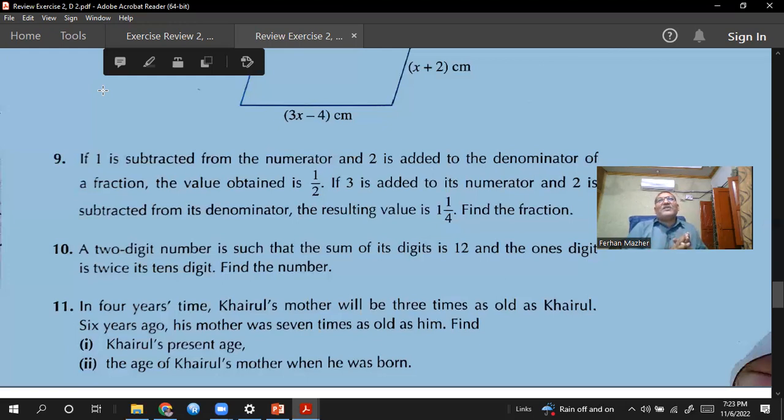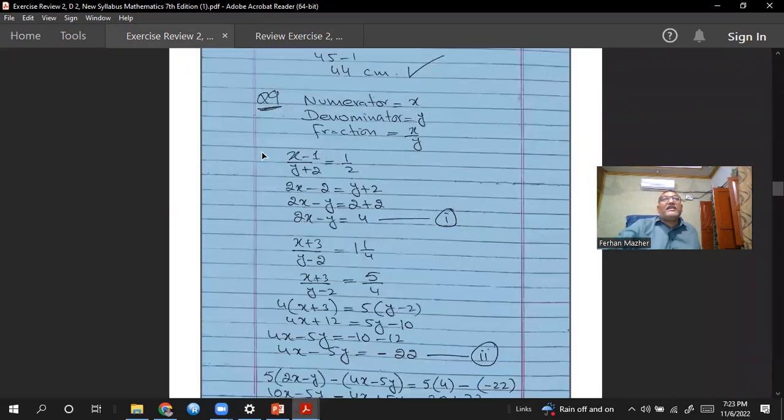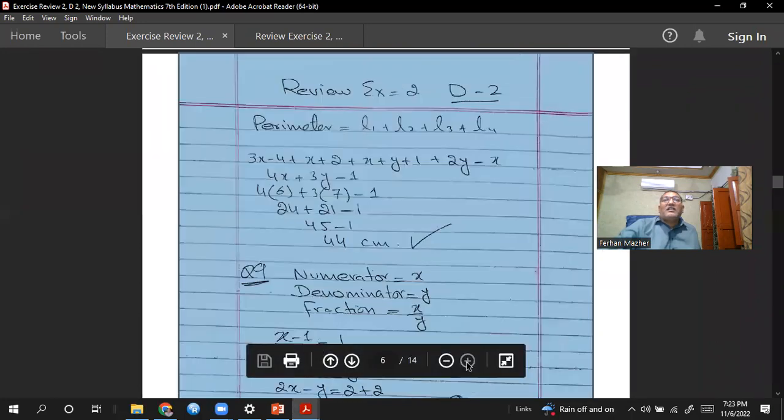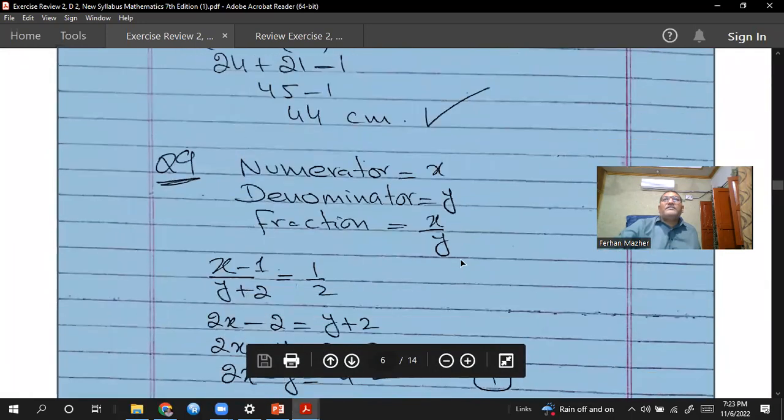That will give you my first equation. And x plus 3 divided by y minus 2, and that will be equal to 1 whole 1 by 4, and that will give me my second equation. So let's see how I have done this. Okay, so here we go.